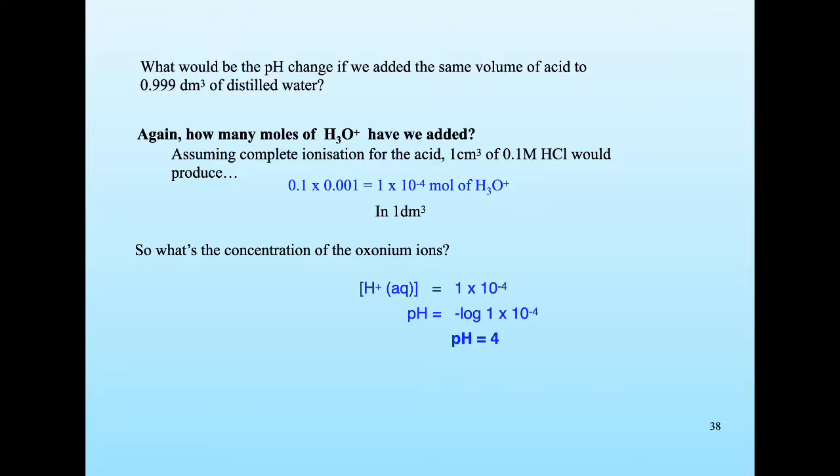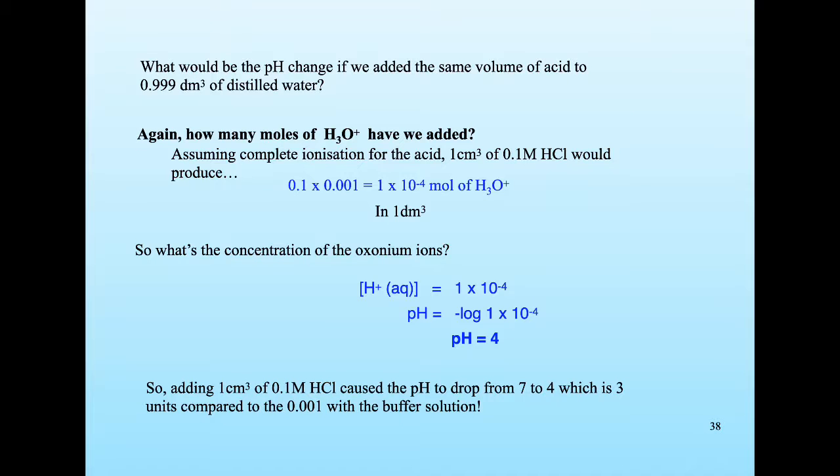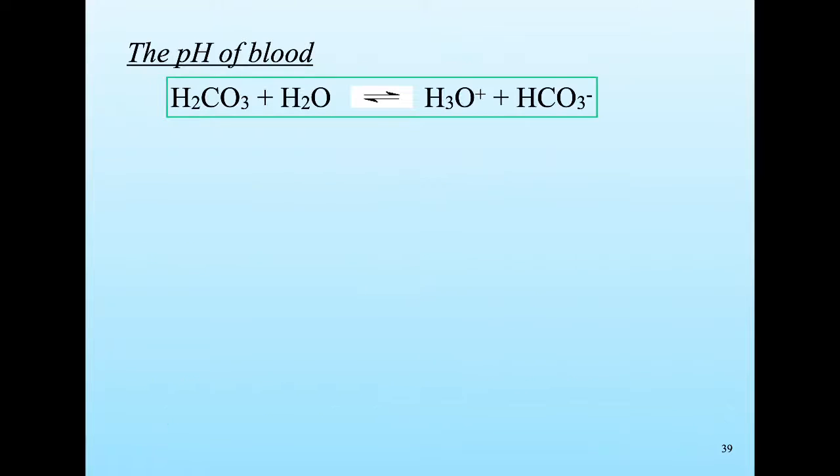The pH is 4. The pH has dropped from 7 to 4. It dropped 3 units on the pH scale. 3 units. Whereas before, our pH dropped by 0.001 with the buffer solution. I think that's pretty conclusive, isn't it? Pretty impressive as well.